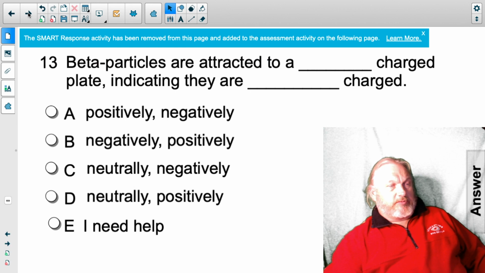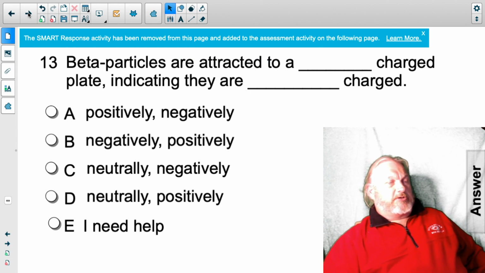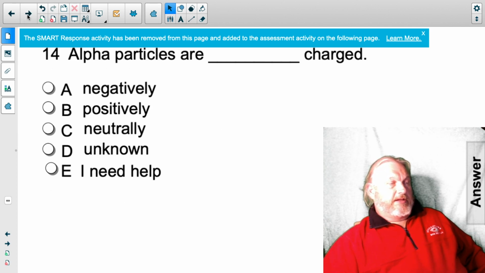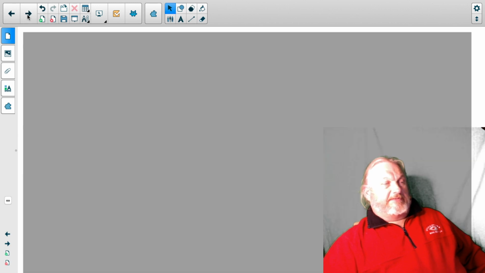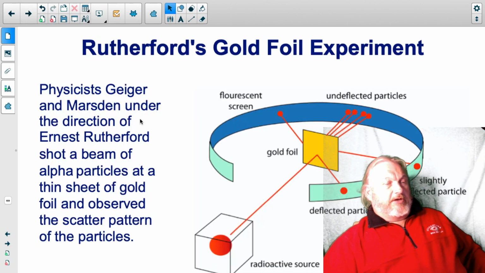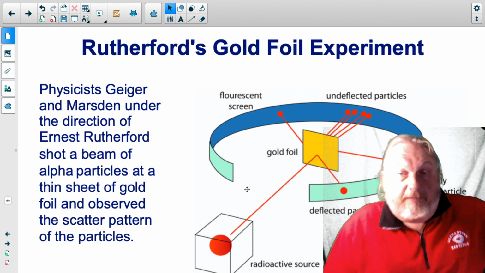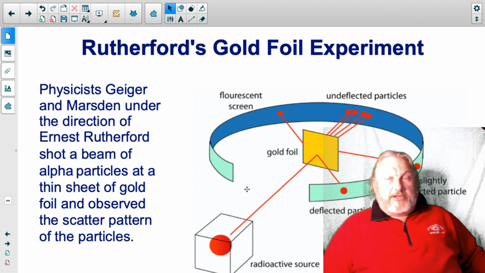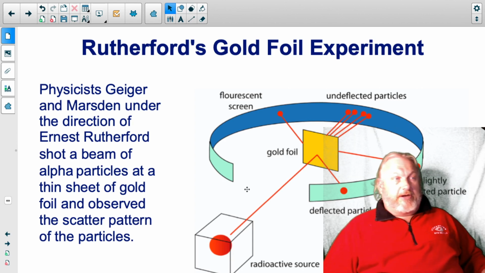That's what we determined those were. Beta rays are attracted to the positively charged plate, indicating that they are negatively charged, or they are electrons. Alpha particles are positively charged. Now this is the gold foil experiment that Rutherford did, and this is a very famous experiment. You will see this for the rest of your scientific chemistry career.